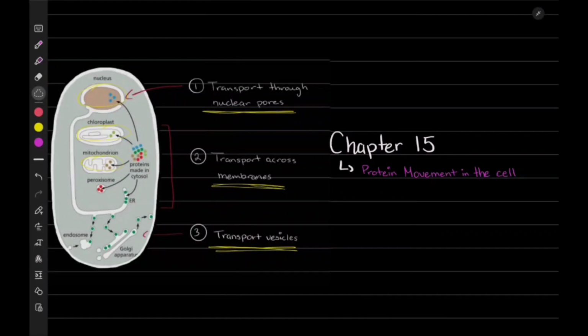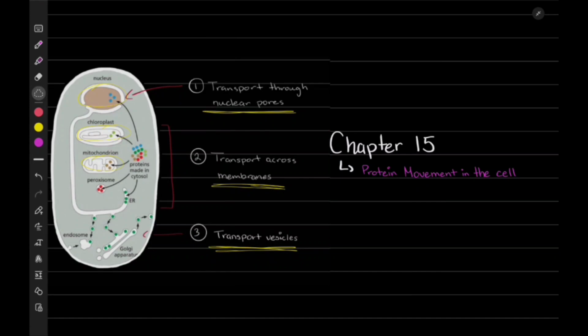In this video, I'm going to be talking about Chapter 15, Protein Movement Inside the Cell. There are basically three ways that transport can happen throughout the cell. One is through nuclear pores. Another way is through membranes, so it could be chloroplasts, mitochondria, into the peroxisome, or from the cytosol into the ER. Those are a couple of ways that it can transport, especially through the membranes.